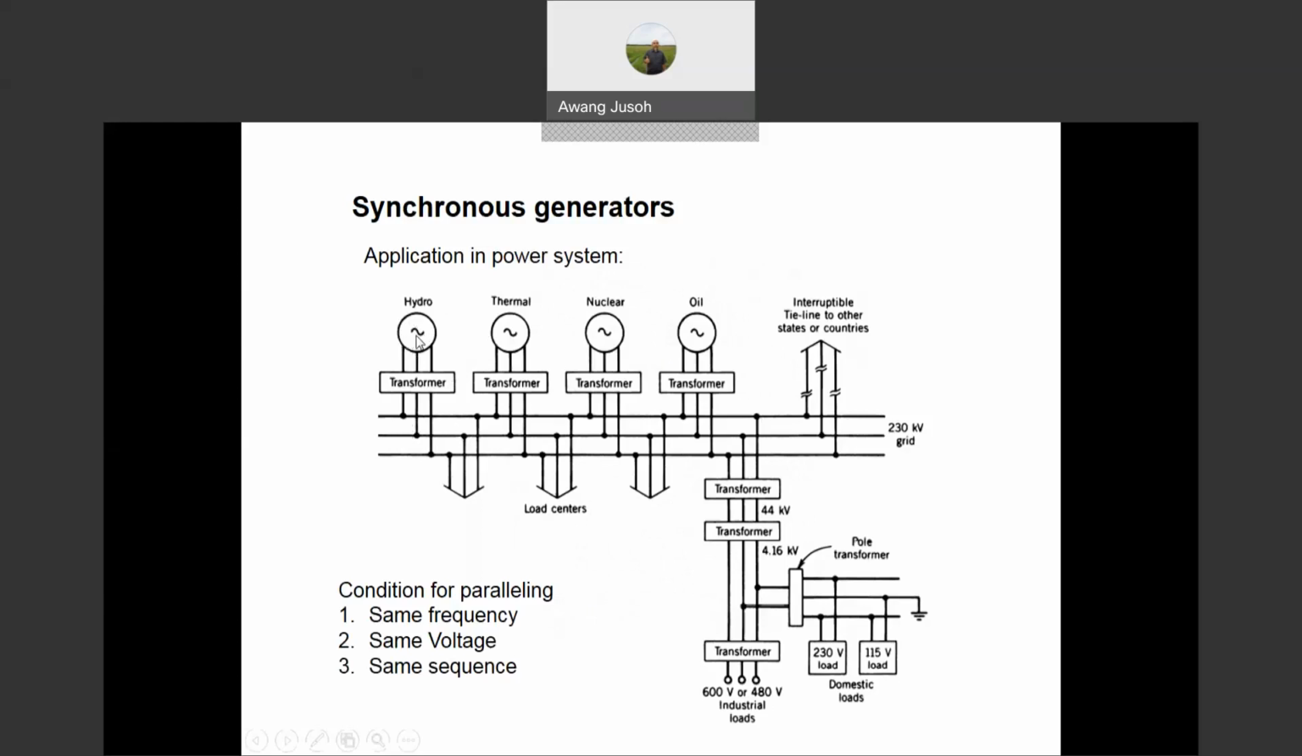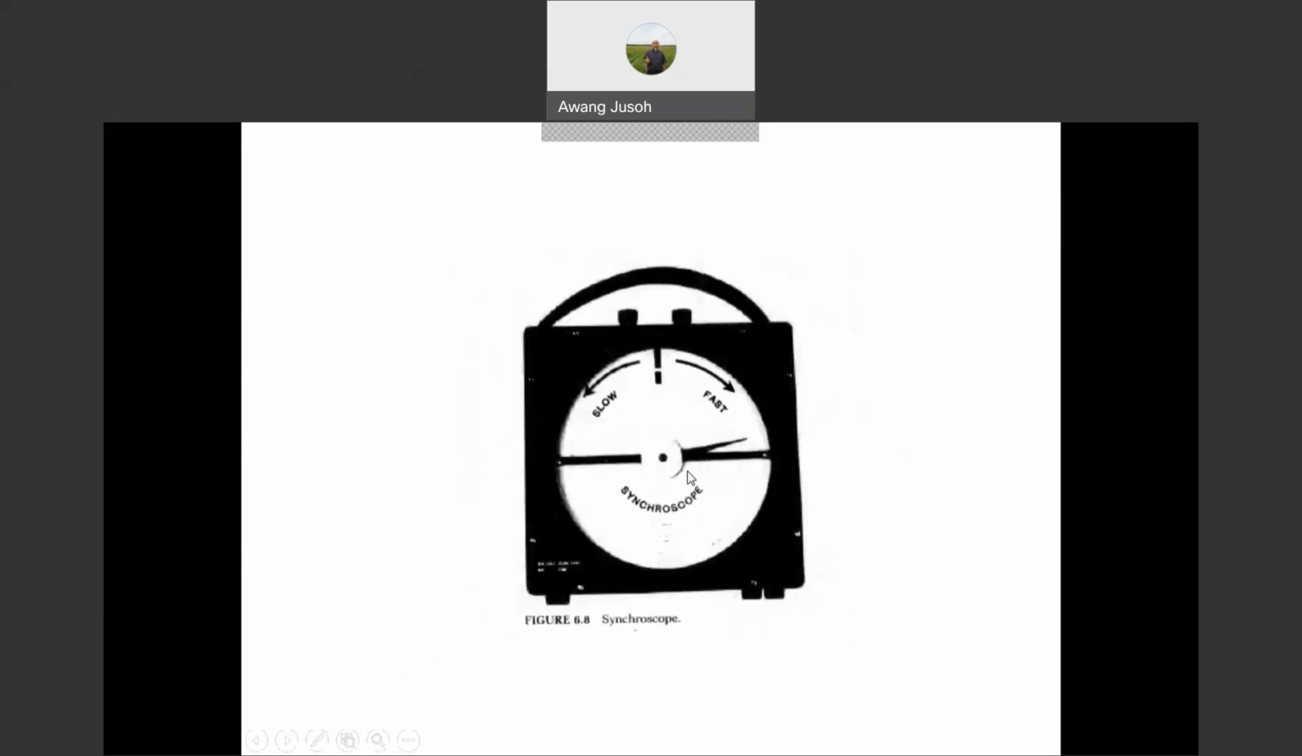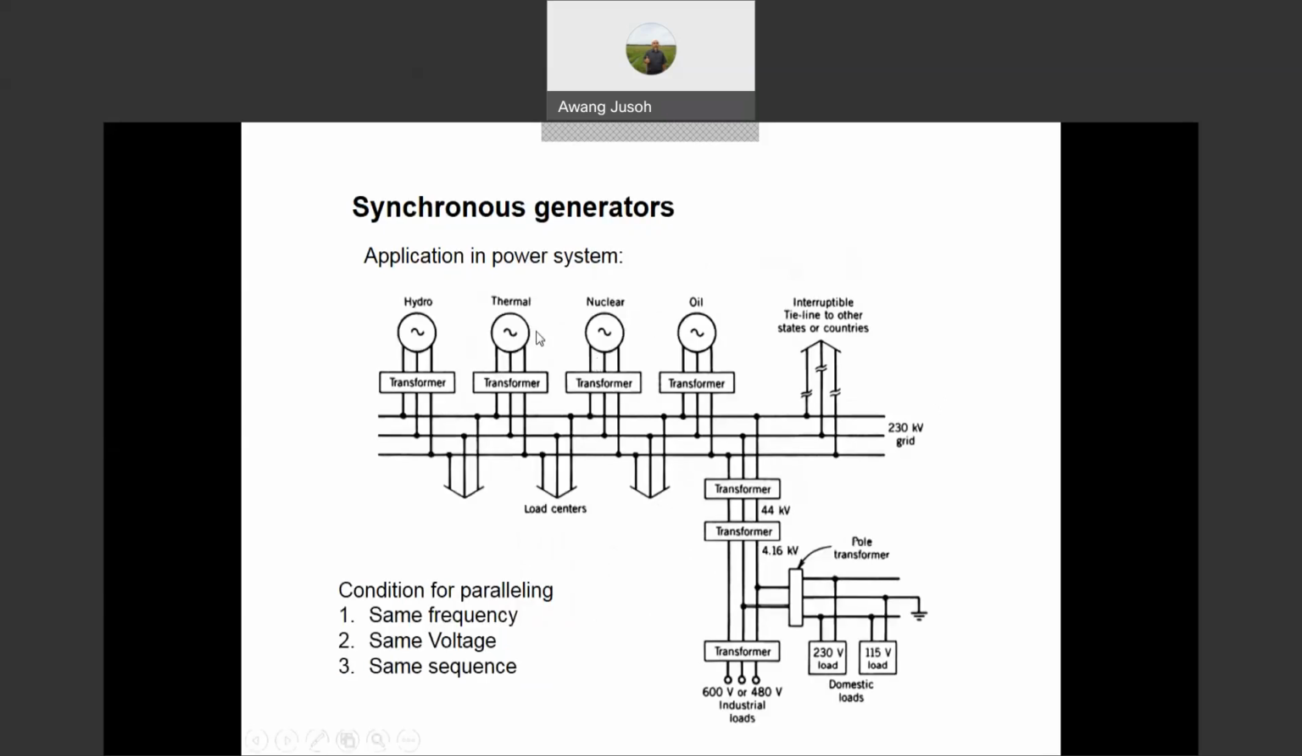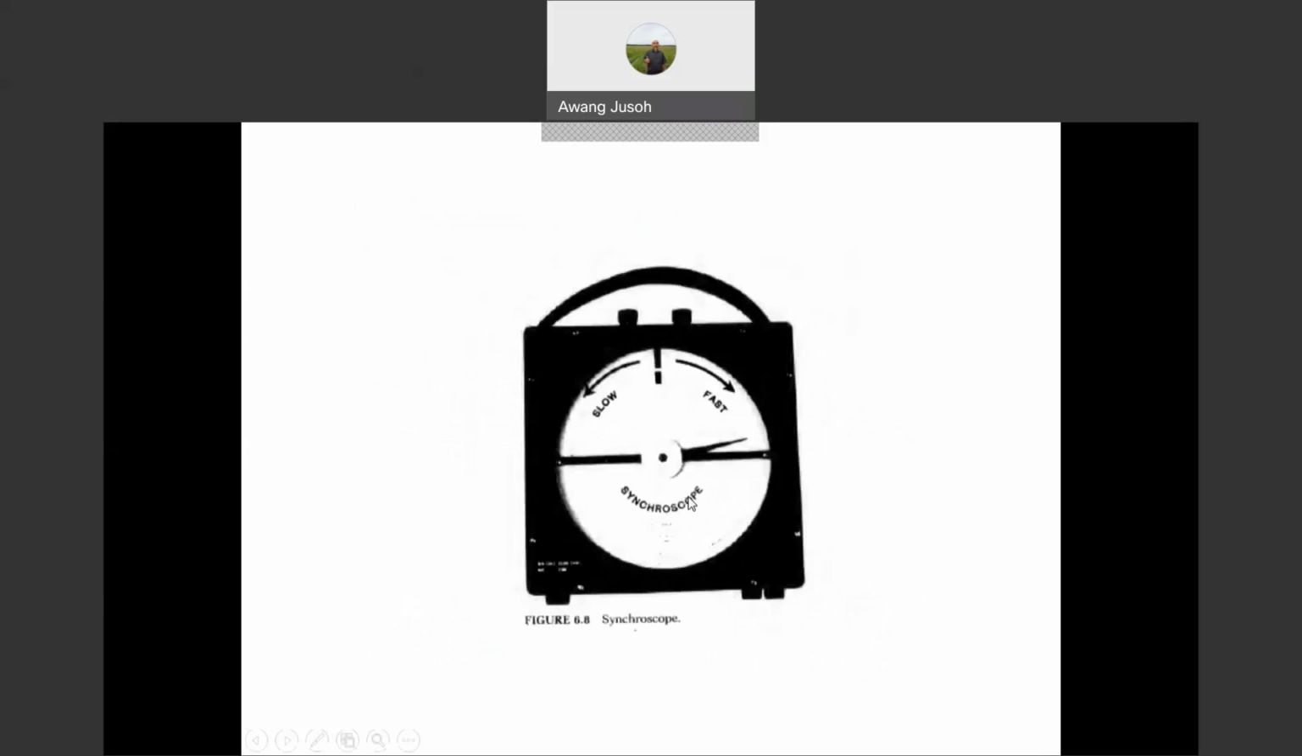In order to join our power generator or power station, it must follow this. So once these three things are similar, I mean between the generator and the grid, the synchrometer will be up there at the middle here. See there. This means that the system is now ready to be synchronized. Then at that point, the operator can push the button to connect the power plant to the grid system. Okay, that is a basic explanation about the synchronous generator.